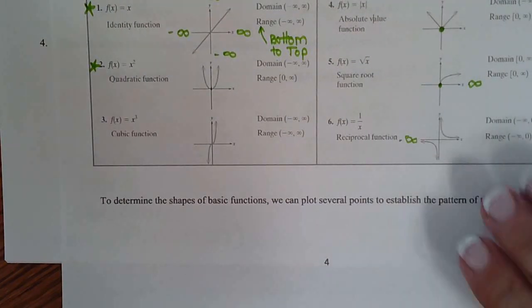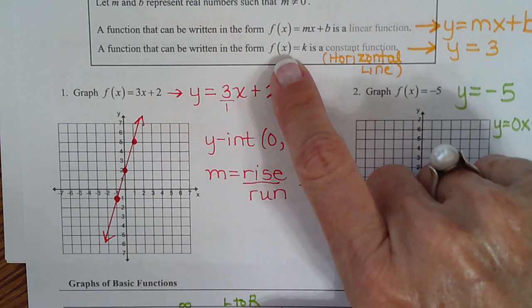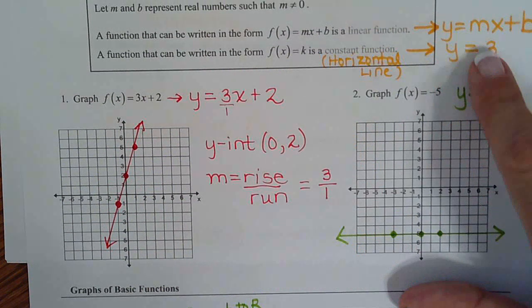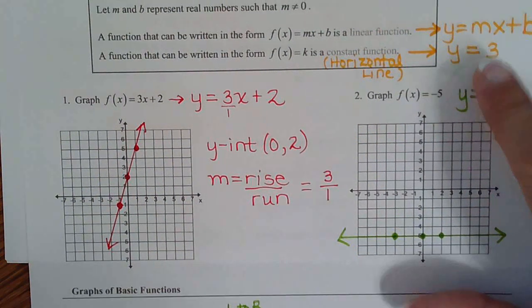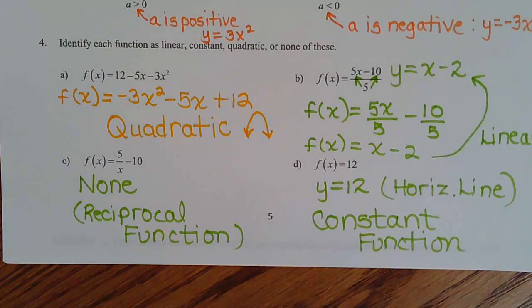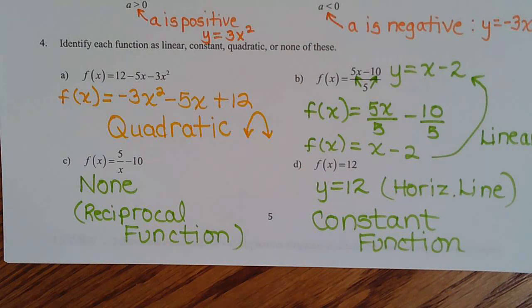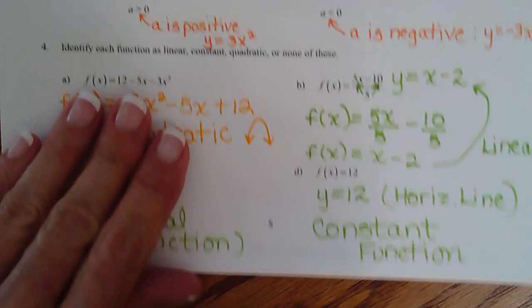So the constant function is when we have y equals a number. That means it's horizontal. Okay, so let's go ahead and move on to the next page.